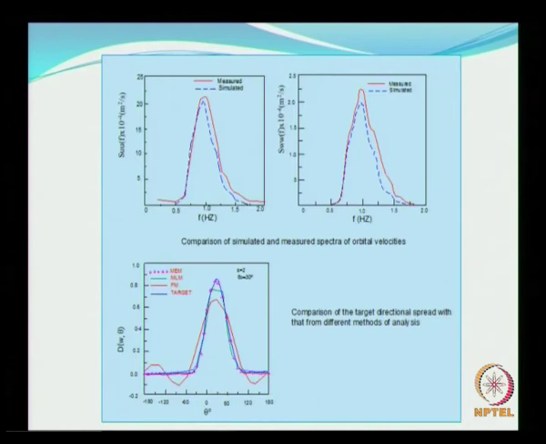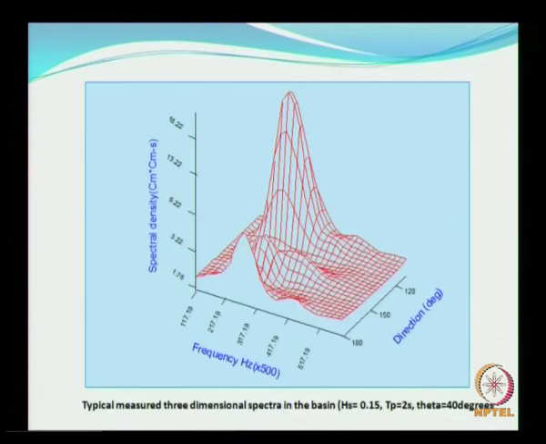And then these show some typical comparisons between the measured and the simulated target spectrum. I think this is for the orbital velocity for the same time histories which we saw, the comparison between the measured and the simulated orbital velocities, and below you have the comparison of the target and measured directional spread, which I will discuss when I go into the aspects of directional waves.